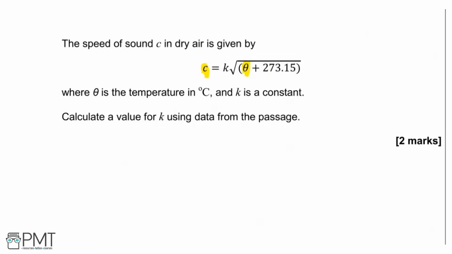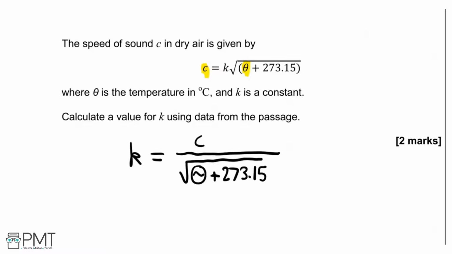So you can put the numbers in to this equation and then rearrange. What I'm going to do is rearrange first and then make the calculation in one go to get a nice value out. So K is equal to C divided by the square root of theta plus 273.15. Let's put those values in.